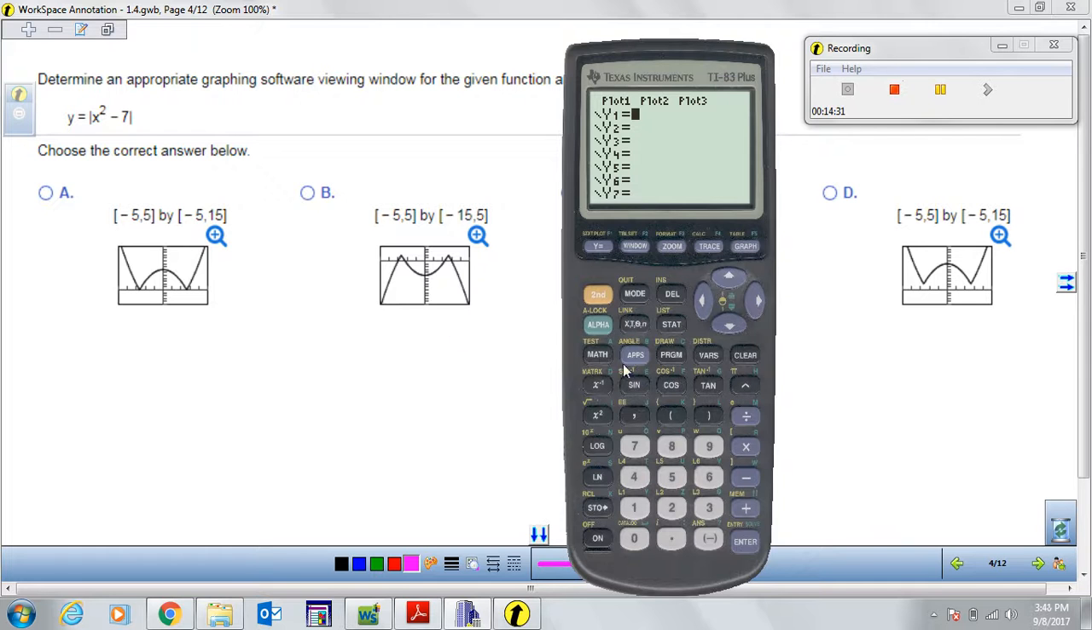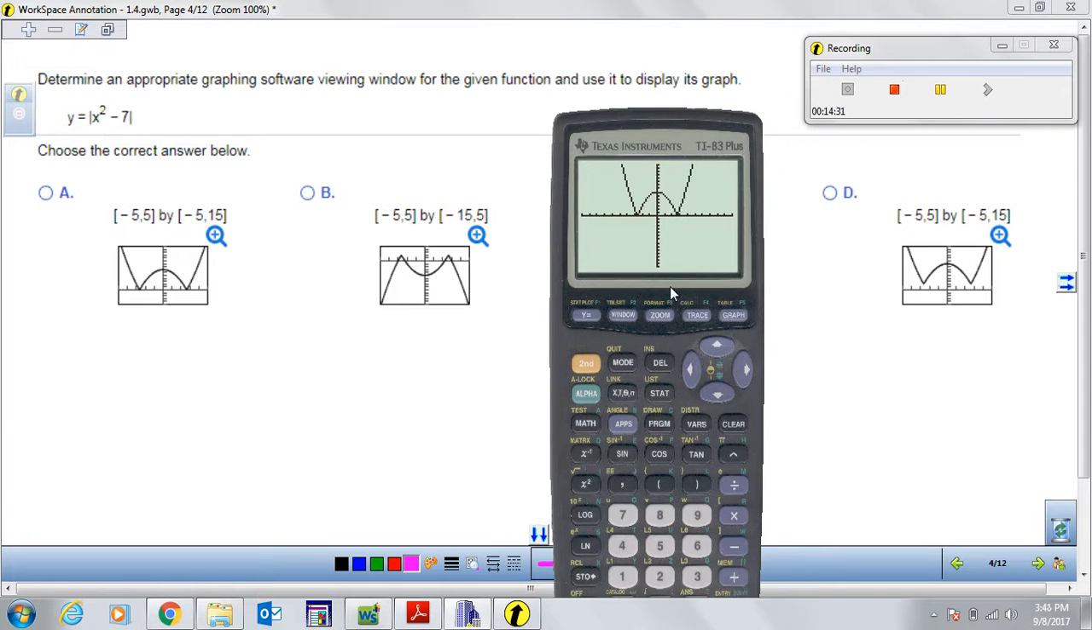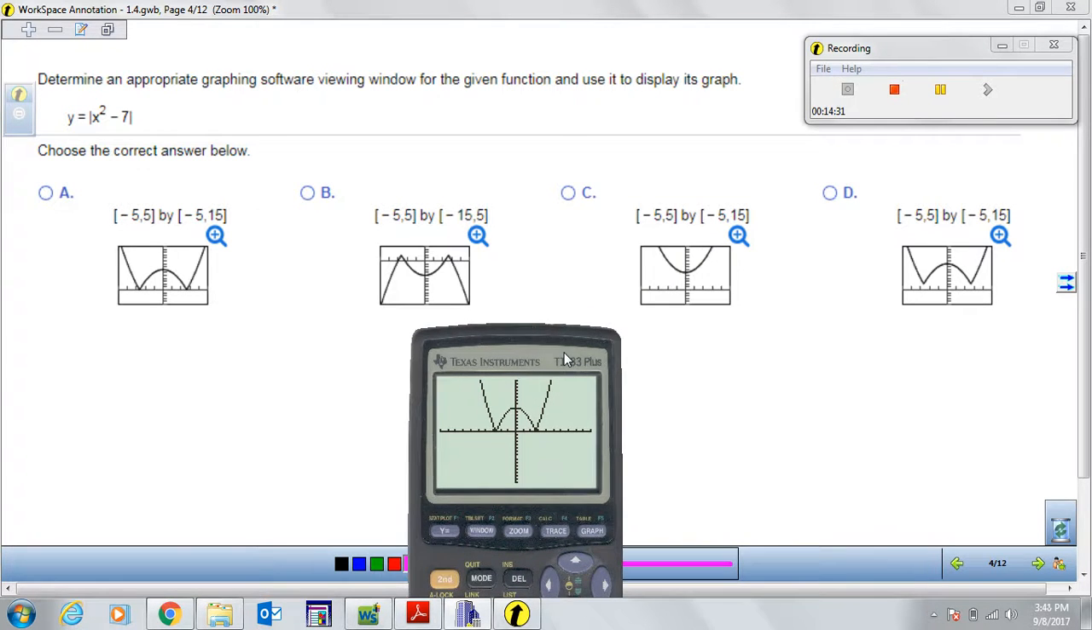At least on this kind of calculators, you will go to Math, and then you will go to the right side to the menu that is called Num for numbers, and then the first option, number 1, is called abs, that's the abbreviation for the absolute value, and then you put x squared minus 7, and you close the parentheses right after the 7, right? Then you hit graph, this is our graph. Which, by the way, is not a bad graph.